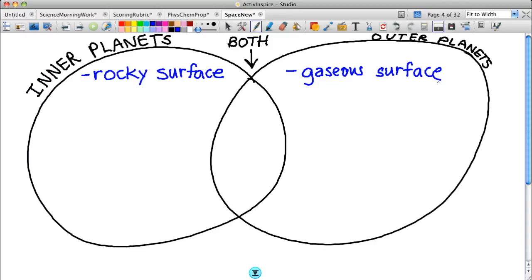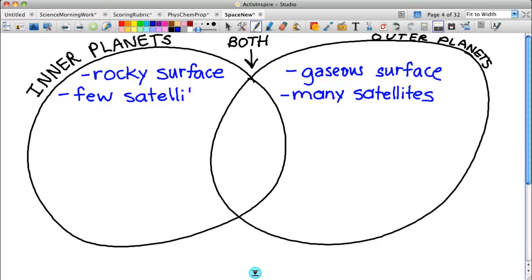Let's put another characteristic on there. Hayden, which one should that go on? Outer planets, we need to have many satellites, lots of moons. And then what should go under inner planets, everyone? Few satellites. Yeah, we can't say no satellites because Earth has one and Mars has two. But few is a good descriptor. It's a good way to describe it.